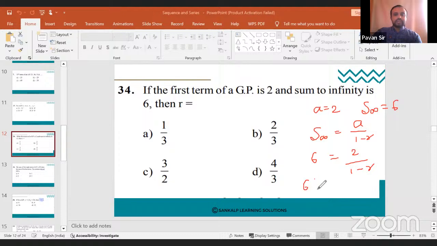It is nothing but 6 into 1 minus r is 2. 6, that is nothing but 1 minus r is what? 2 by 6. That is nothing but 1 by 3. Am I right? So minus r is equal to, I will write here on a white screen, minus r is equal to 1 by 3 minus 1.